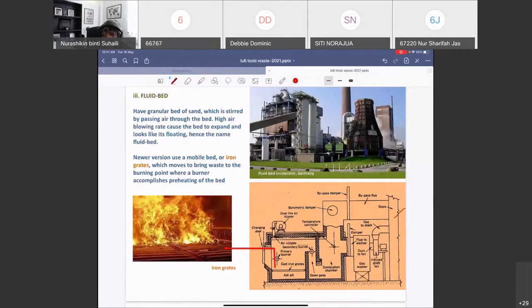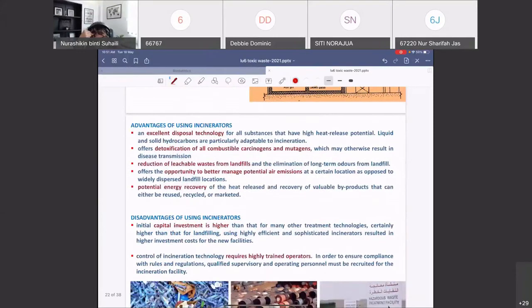So this is the schematic diagram of it. But the main principle is to burn whatever the toxic materials and generate the heat at the same time. Okay, advantages of using incinerators. So having high temperature processes, like just now you see that it's more than 1000 degrees Celsius.